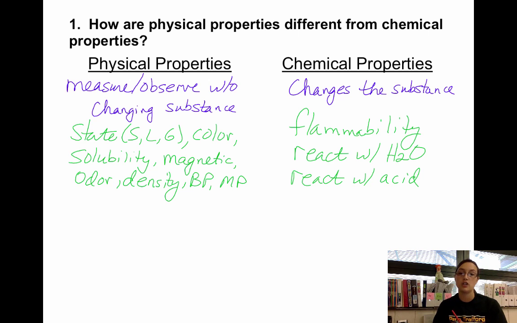Chemical properties change the substance completely. Flammability is the ability of something to catch on fire. If I wanted to determine if this pen is able to catch on fire, I would have to actually light it on fire. I would be changing this substance. It would no longer be a pen. It would be maybe a pile of ash, or maybe I would be changing the plastic. And then reactivity. Reactivity is a chemical reaction. If it's ever a chemical reaction that takes place, you're observing a chemical property.